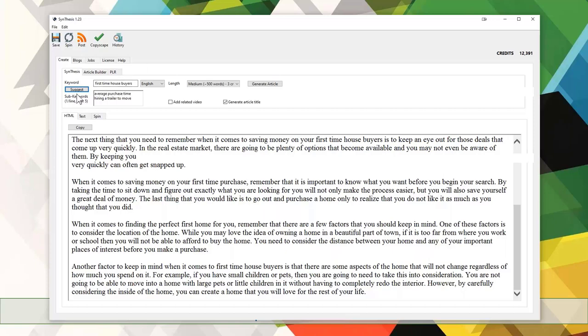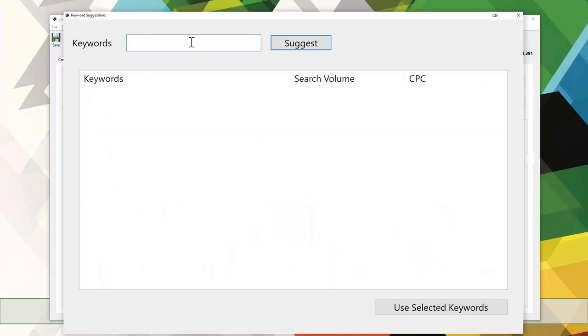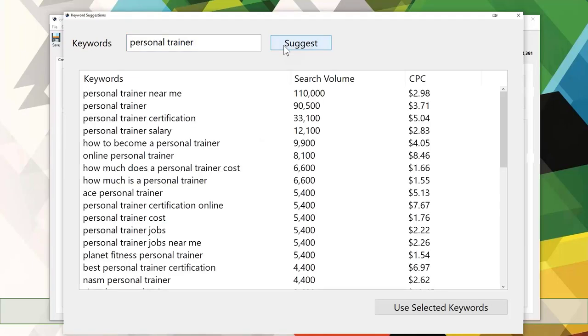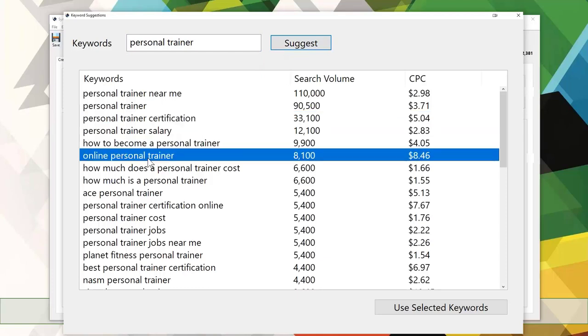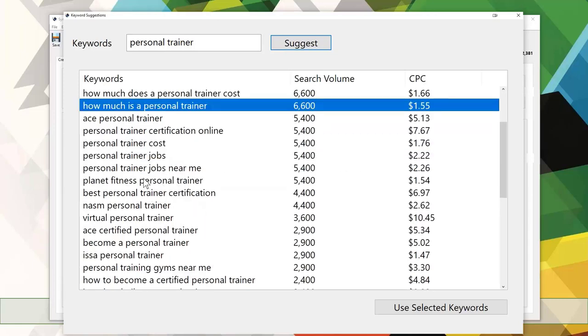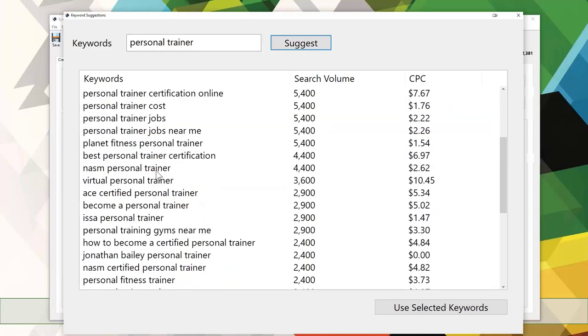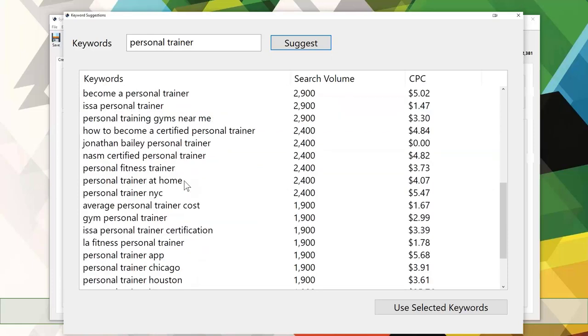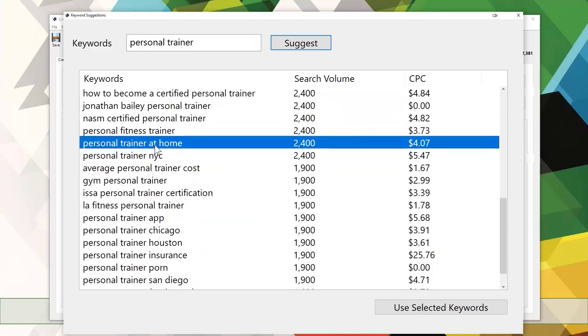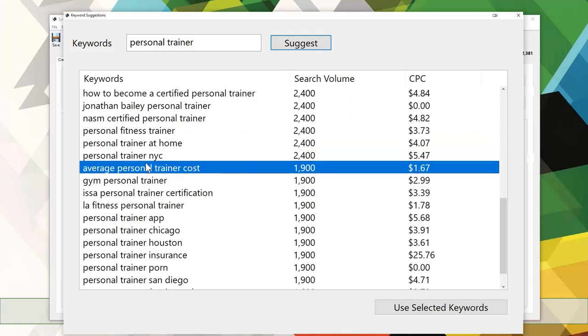So we could, well, let's have a look. Personal trainer. Because if you're thinking about losing weight, you're thinking about exercise and diet, you might want to find a personal trainer certification, how to become one online. Oh, okay, so I can do that at home instead of joining a gym. How much do they cost? Virtual personal trainers, similar thing. Personal fitness trainer at home, average personal trainer cost, that's a good one.